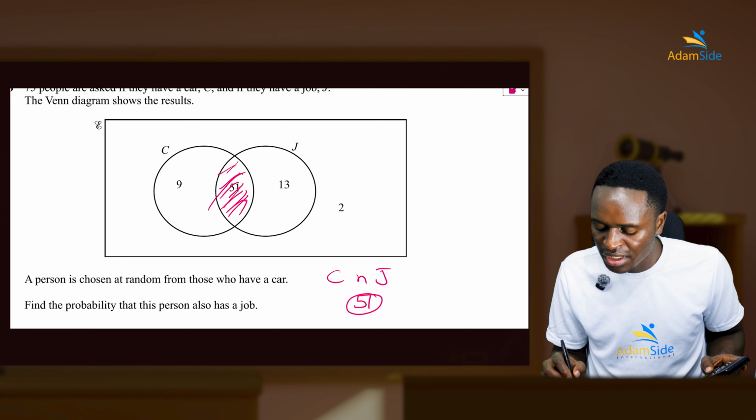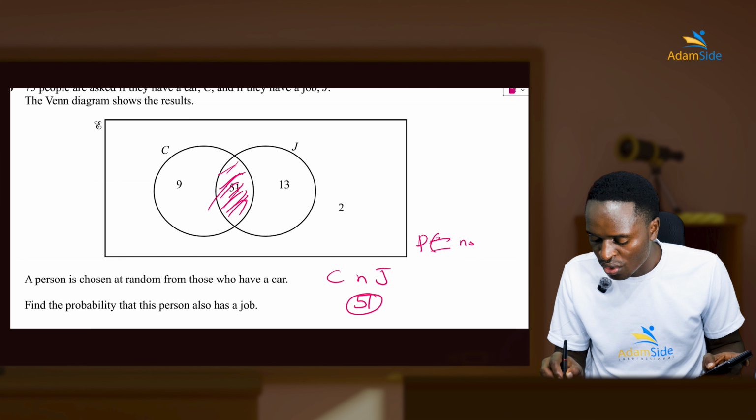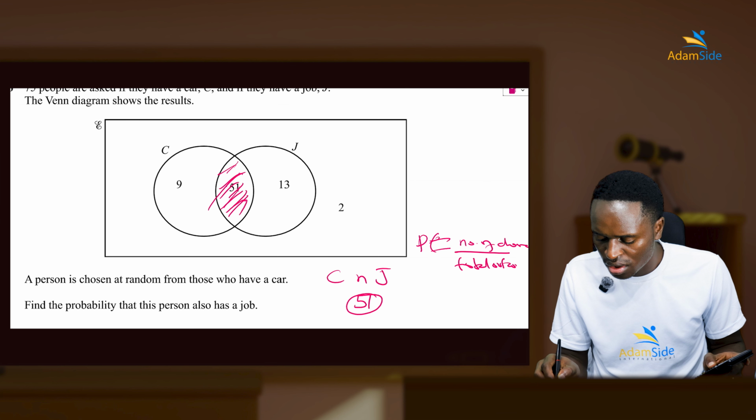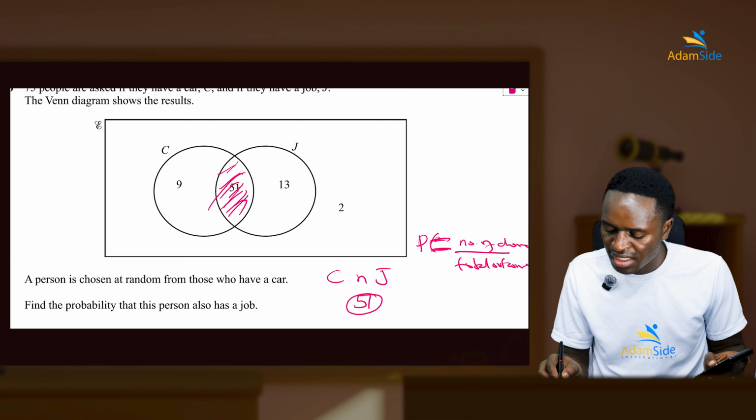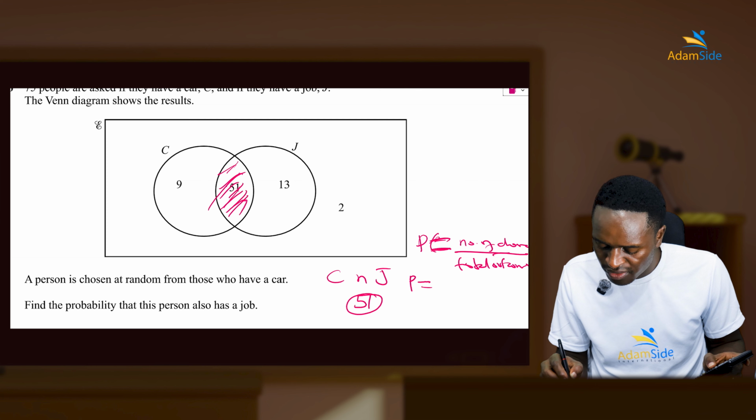Therefore, we go to probability. Probability of an event is equal to number of possible outcomes, number of chances, divided by total outcome. Therefore, probability is number of chances, 51, divided by 75.